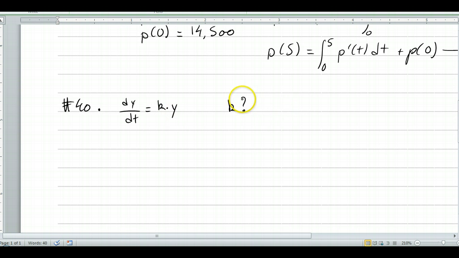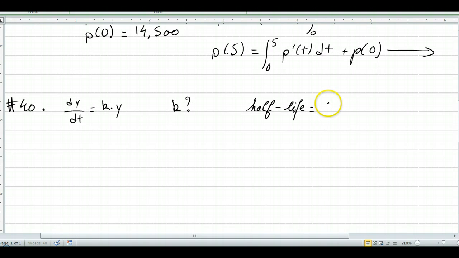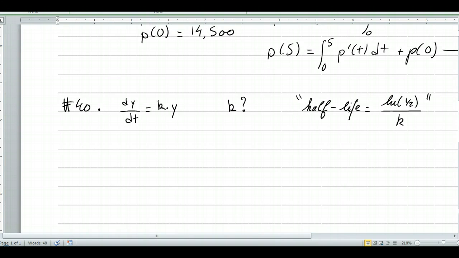Now, you could use the formula, I don't know if you remember it, from Algebra 2 PC that tells you the half-life, but I'm going to do it without remembering this formula, okay? The half-life is ln of 1/2 over k, I think. But you know what? I'm not even sure. So let's not use a formula.